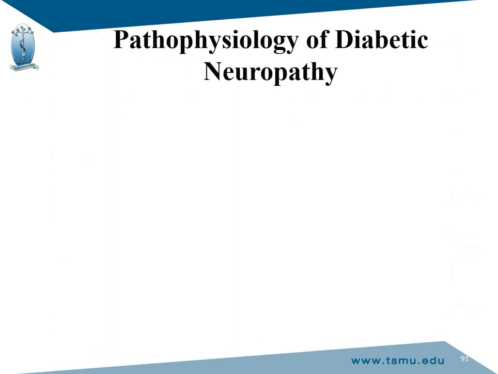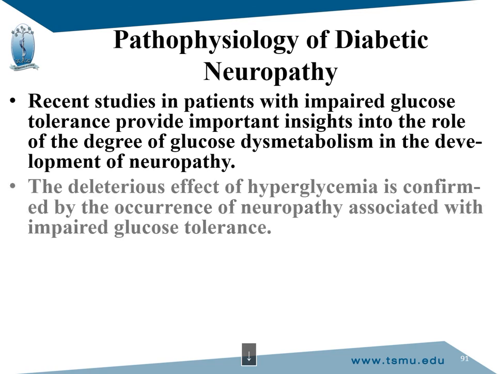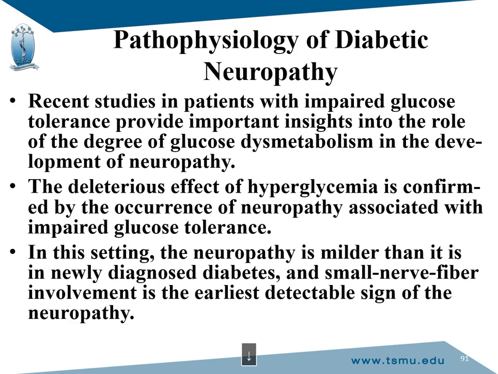Pathophysiology of diabetic neuropathy. Recent studies in patients with impaired glucose tolerance provide important insights into the role of the degree of glucose metabolism in the development of neuropathy. The deleterious effect of hyperglycemia is confirmed by the occurrence of neuropathy associated with impaired glucose tolerance. In this setting, the neuropathy is milder than in newly diagnosed diabetes, and small nerve fiber involvement is the earliest detectable sign in the neuropathy.